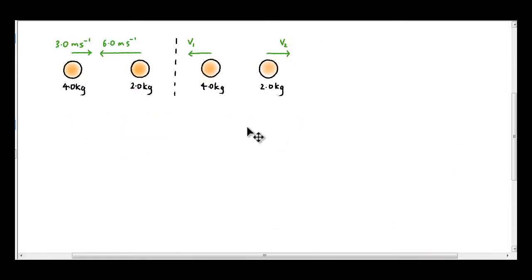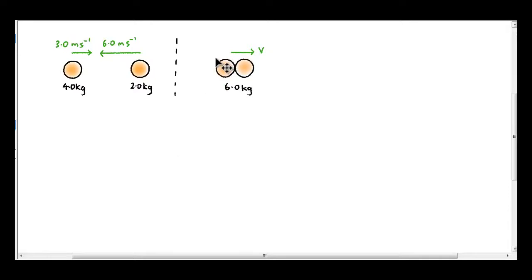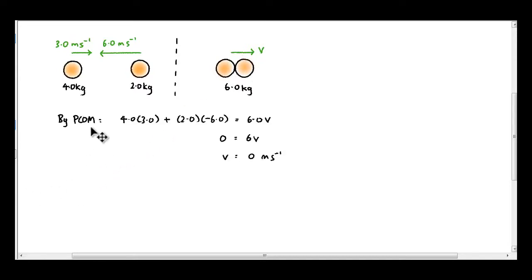Let's move on to part D. A completely inelastic collision is very easy to solve because after the collision, we know that the two balls will be traveling at a common speed. So we just need to form an equation of the principle of conservation of momentum. The total momentum before the collision, which is 4 times 3 plus 2 times negative 6, should be equal to the total momentum after the collision, which can be written as 6 times v. And for that, we can solve v to be 0 meters per second.